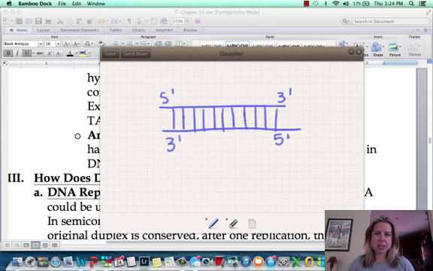Now, why am I mentioning this? Because this is going to cause huge problems when we start to talk about DNA replicating itself. So that's called anti-parallel configuration. Now, in the next video, we'll get into how DNA actually replicates.